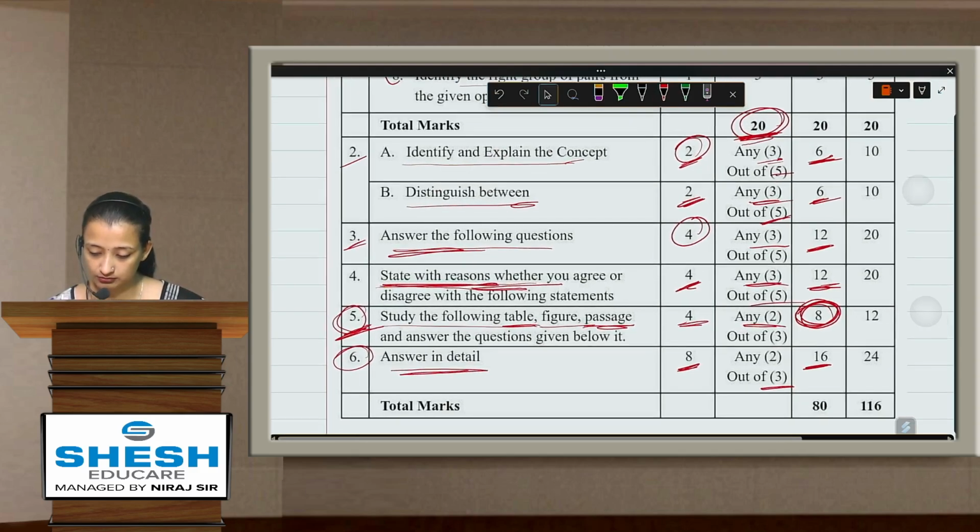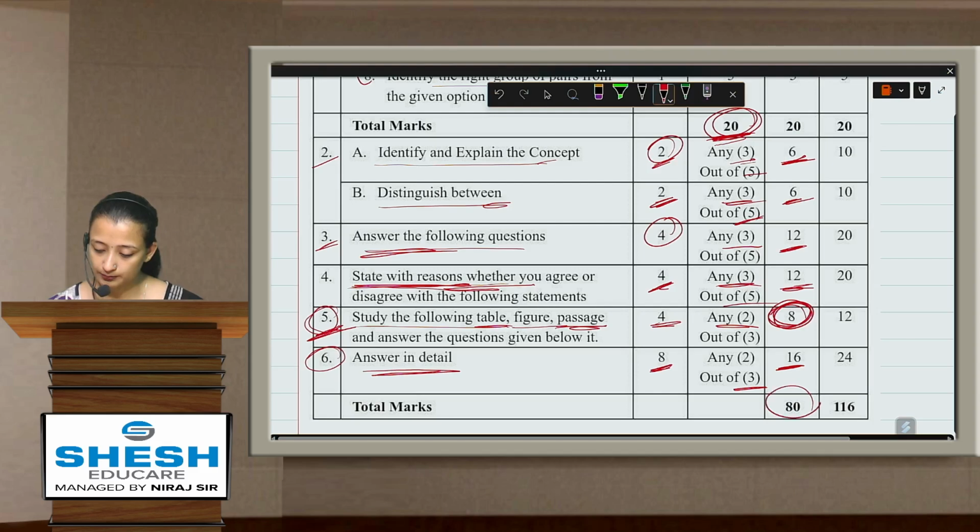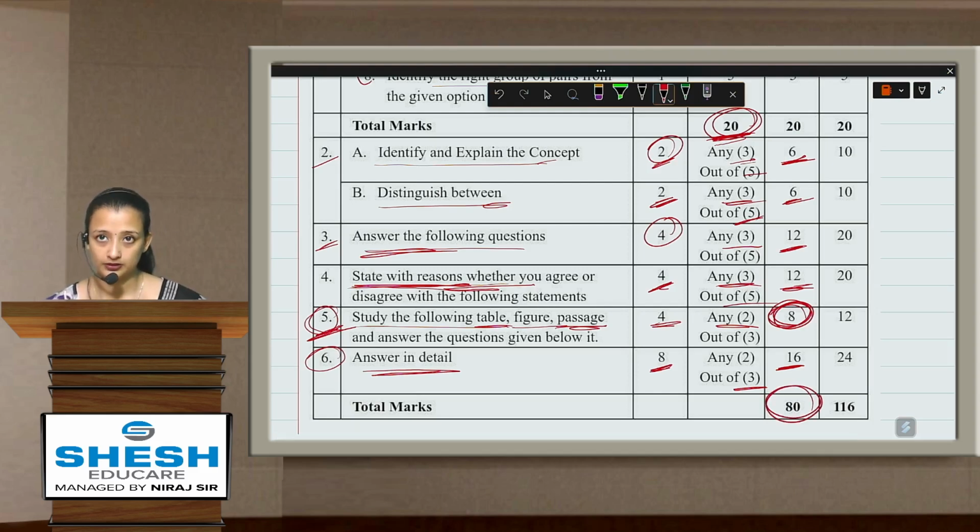So that is your 80 marks paper. This paper pattern will be followed for your prelims, for your board paper. So make sure to go through the paper pattern and accordingly practice questions.